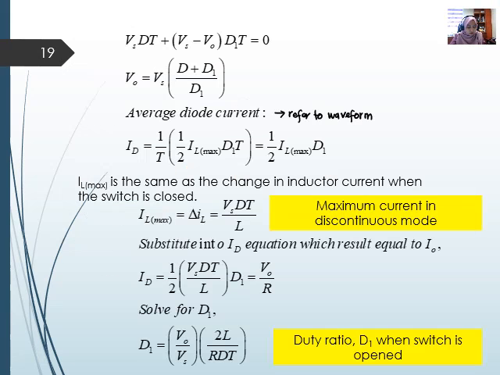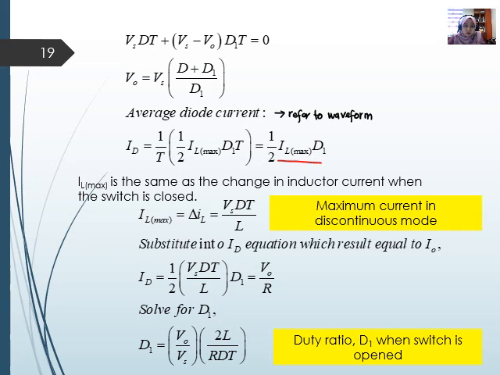Alright, so following that, rearrange the equation. Okay, so you will get your average diode current. ID will be equal to half IL max multiplied by D1. Right, so now our aim is that we want to find what is inside this D1 here.